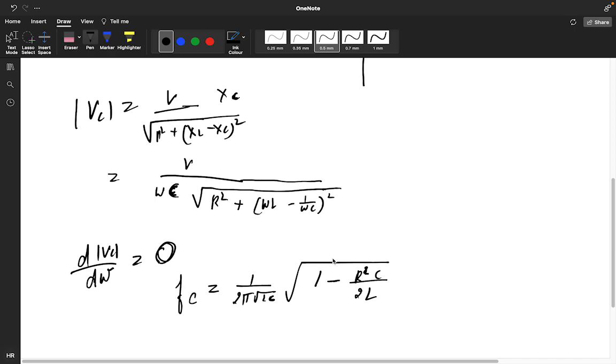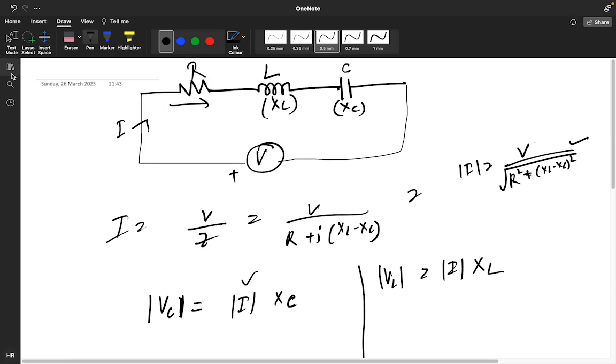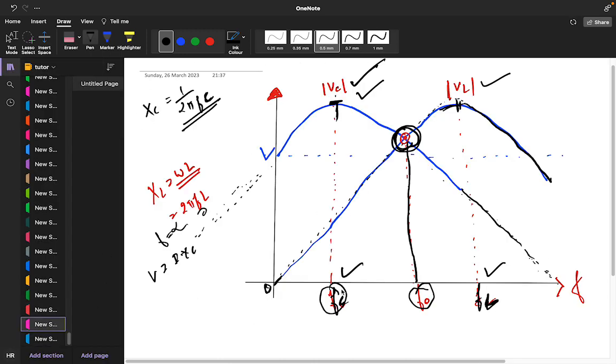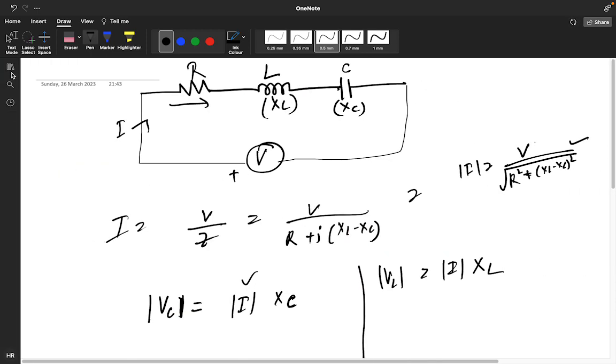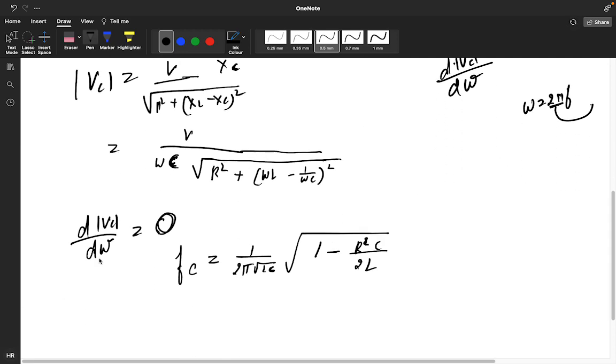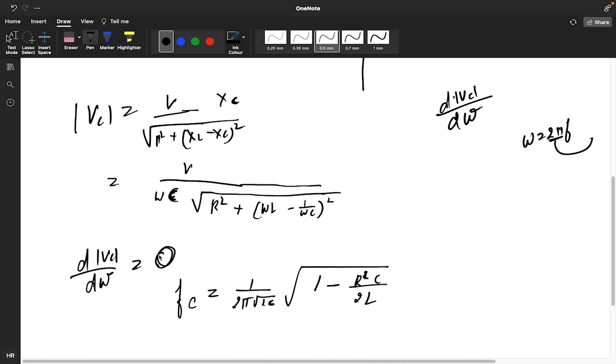Now for finding the maximum value, we are finding the maximum value with respect to frequency. And how do we get it? We have to differentiate dou VC with respect to dou omega, because omega is 2 pi f. So this we can take as common. That's why I am doing the differentiation with respect to dou omega, and I am equating it to 0.